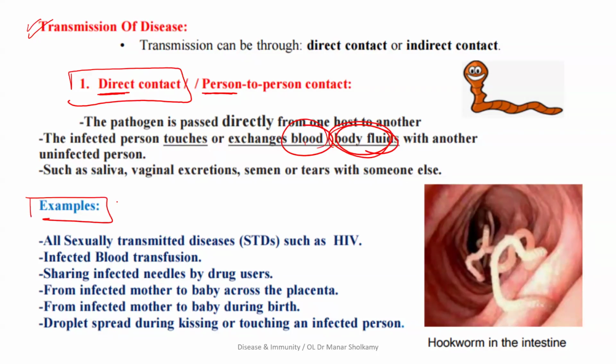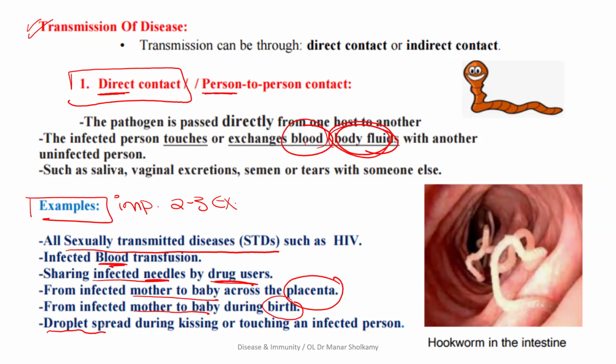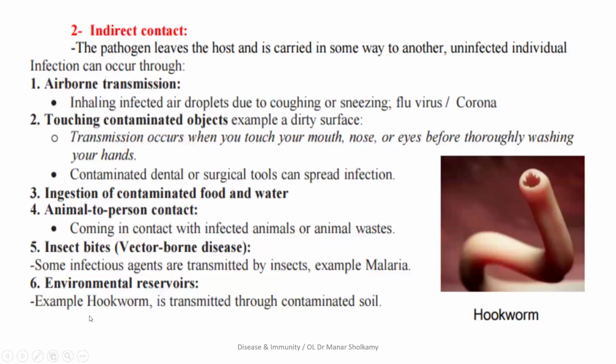Now, the examples are important. You need to know at least 2 to 3 examples because they ask you. Any sexually transmitted disease is a direct contact. If you touch any blood transfusion, direct contact, you came in contact with blood. Sharing infected needles by drug users. From the mother to the baby, this is direct. From the mother to the baby during childbirth or across the placenta, this is direct. Droplet infection, if you are kissing someone or you came in direct contact to someone who's sick, this is direct.